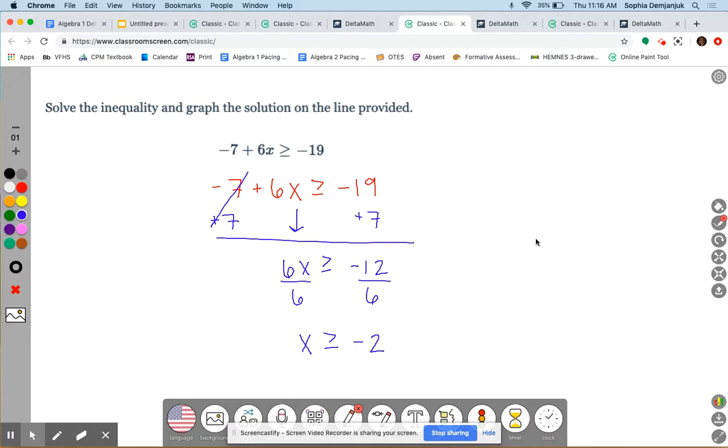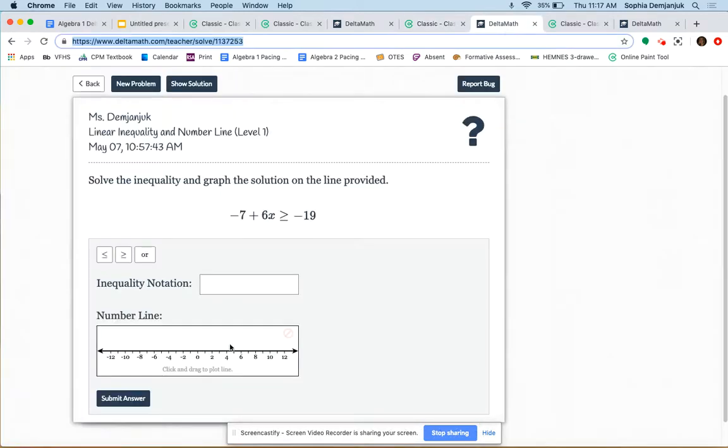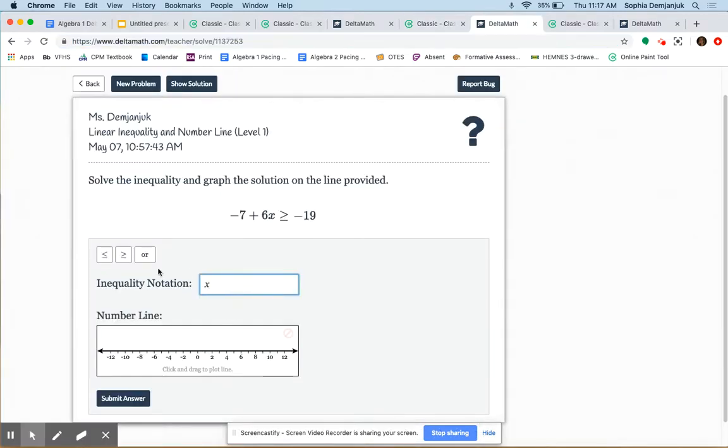So what I'm looking for on a number line, what I'm going to try to show on Delta Math, is a closed circle at -2, since there's the bar right here, going in the same direction as my inequality arrow, to the right. So we'll go to Delta Math. I'll use this button for the greater than or equal to -2. I'll click on -2 on my number line, and I want to drag to the right. And it's a closed circle, which is what we wanted.